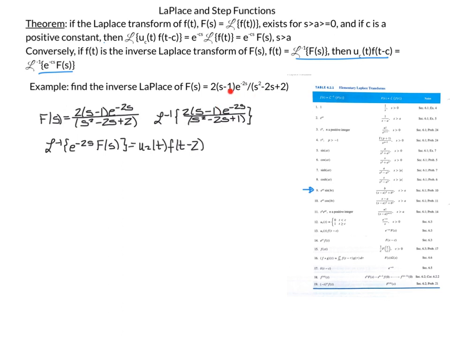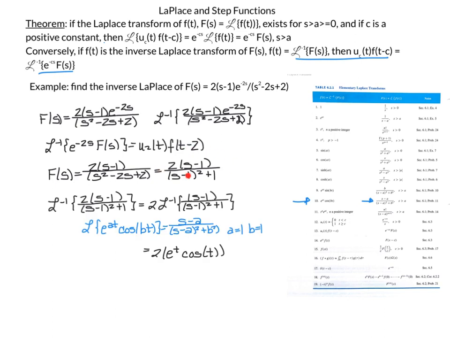And this is a very common problem where you're looking for the inverse Laplace transform and you have this e to the at. You're going to pull that e to the at out, and you're going to focus on this capital F of s. And here we're focusing on our capital F of s, which is 2 times s minus 1 over s squared minus 2s plus 2. Here, since I cannot factor this without having complex numbers, I'm going to complete the square, and I get s minus 1 squared plus 1.